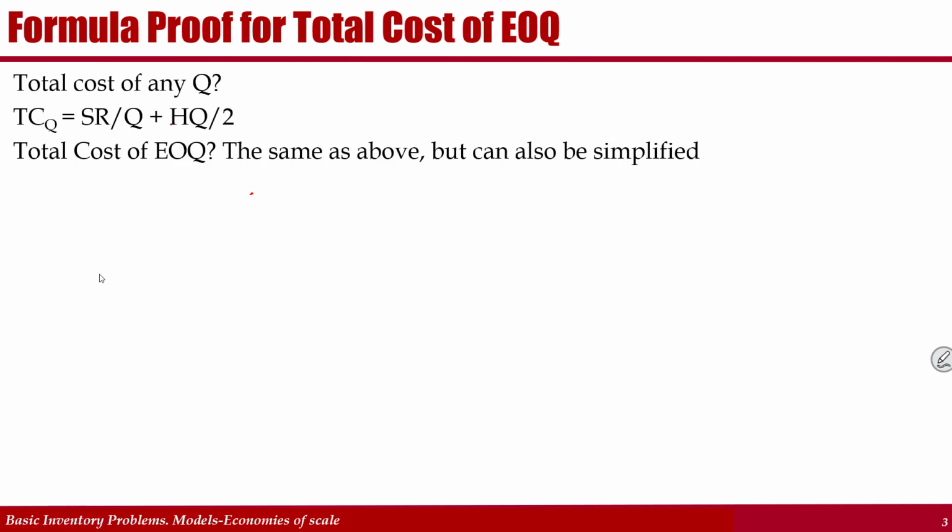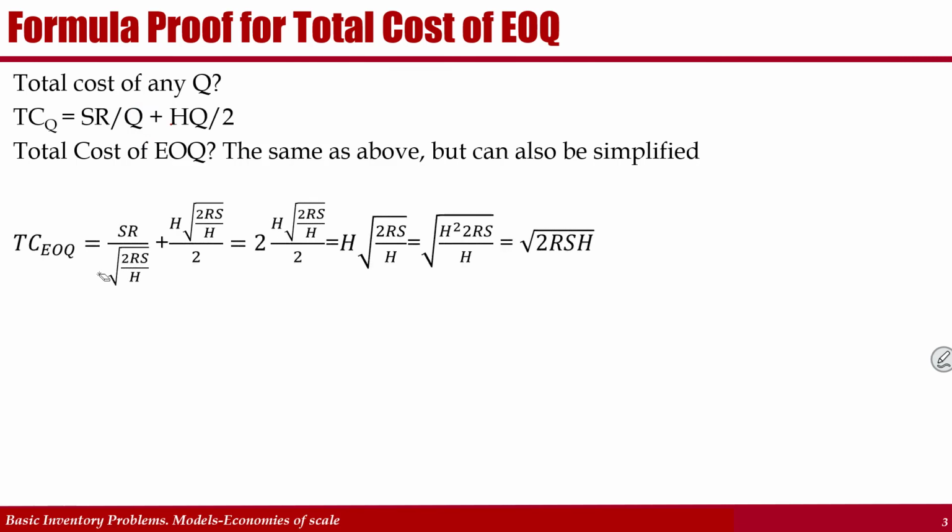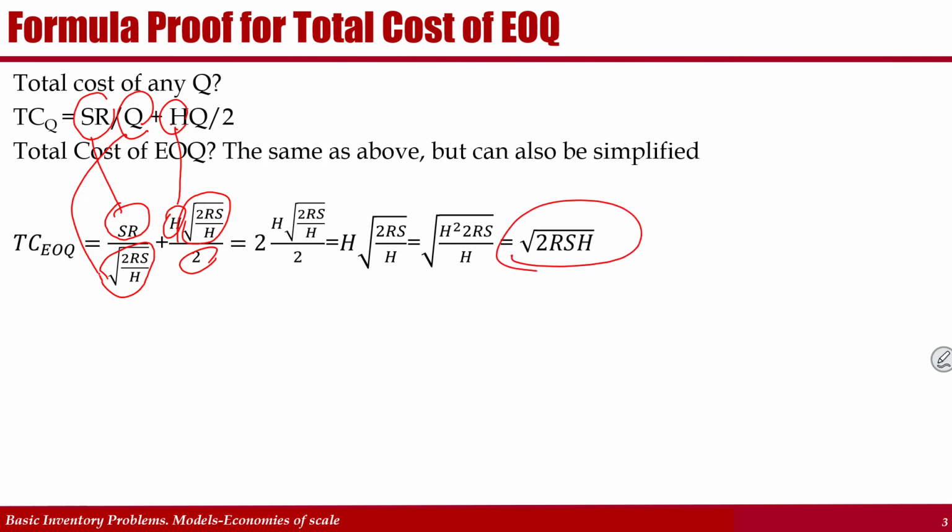We can replace this Q by EOQ, which is the square root of 2DS divided by H. This part, I have just put it over there, and instead of Q, I have put the EOQ formula. Here, H, I also have it over there. Instead of Q, I have put the EOQ formula divided by 2. And then I have simplified this equation. I have shown that the cost of EOQ is everything including 2 under the square root.